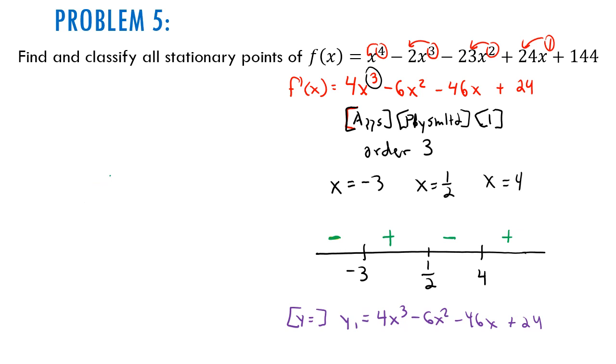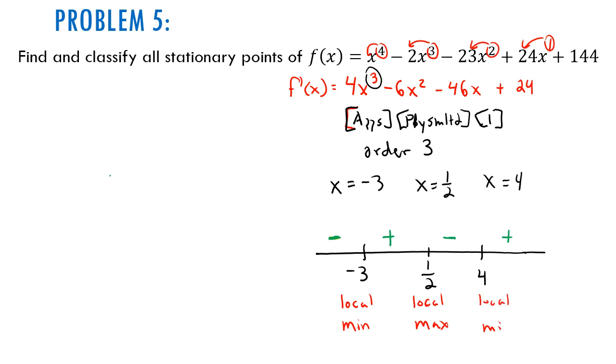All right, so now that I have my sign diagram, I can see that the -3, reading from left to right, negative to positive, is giving me a local min, and then plus to minus is going to give me a local max, and then negative to positive is giving me a local min. So I'm going to get those stationary points by taking them and plugging them back into the original problem.